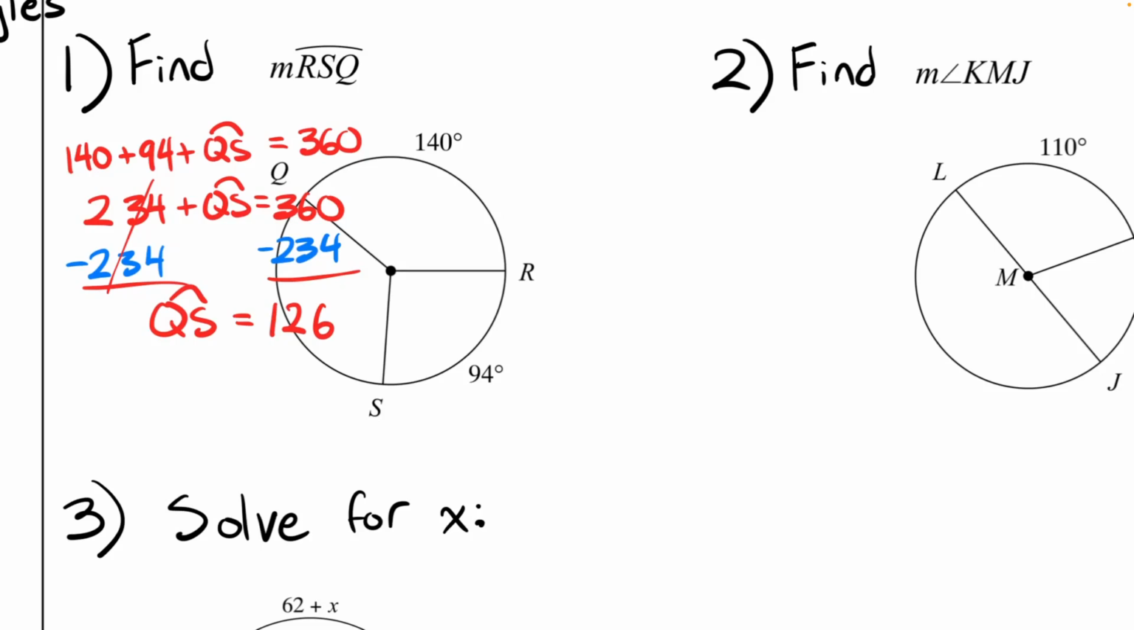So it's the answer to one part of the question. The original question was asking, what is the measure of arc RSQ? So R to S to Q. We just found SQ. We need to add it to RS, and then we have our answer. So this one is going to be equal to 94 plus the answer that we just got, 126.